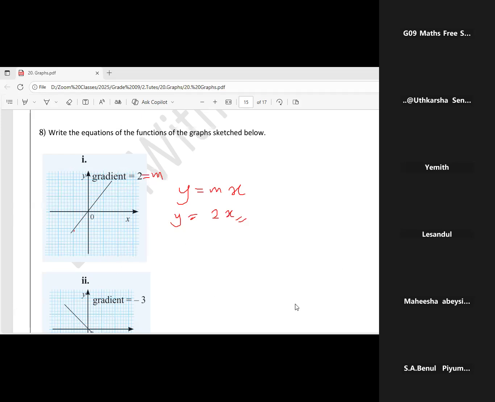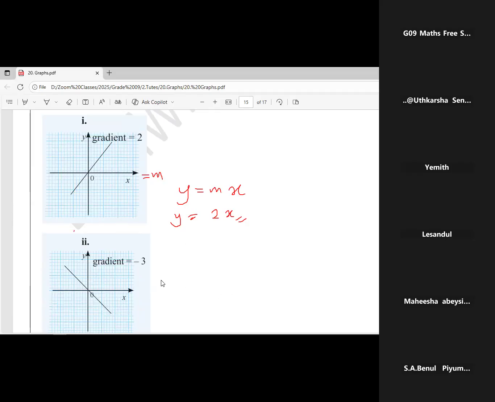Then the next one. The gradient equals minus 3, so you know y equals minus 3x.